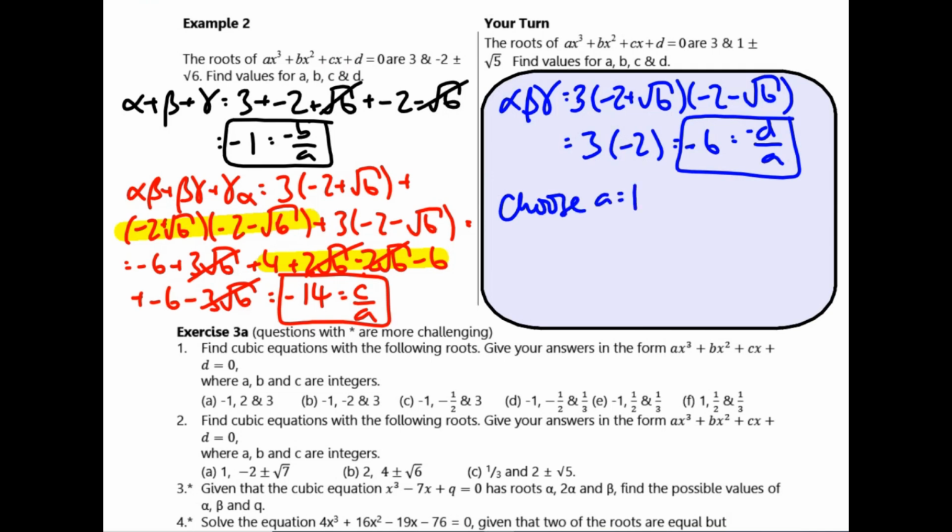No fractions involved, so we're going to choose a equals 1. It's straightforward. So that means b equals 1. It means c is minus 14. And d is 6. Again, pause the video, have a go at the you-try, and I'll reveal the answer in a few seconds.